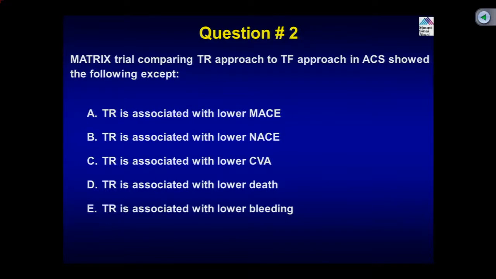Second question, the MATRIX trial comparing transradial approach to transfemoral approach in ACS showed the following, except: TR is associated with the lower MACE, TR is associated with the lower NACE, TR is associated with lower CVA, TR is associated with the lower death, and TR is associated with lower bleeding.